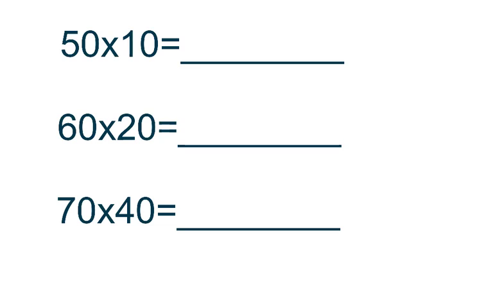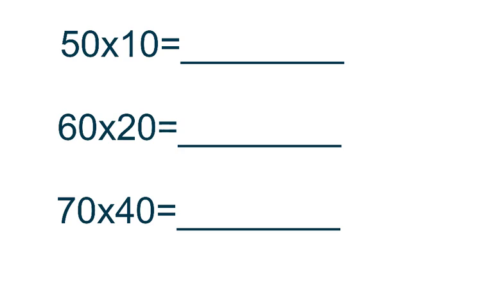Here's another one. We have 40 times 20. I'm going to cross off my 2 zeros, add them into the end of my product. Now I have 4 times 2, and that's an easy fact for me. That's 8. I want you to go ahead and solve these 3 problems: 50 times 10, 60 times 20, and 70 times 40. Cross out those zeros, add them into the end of your product, and then you just have a basic fact to solve.